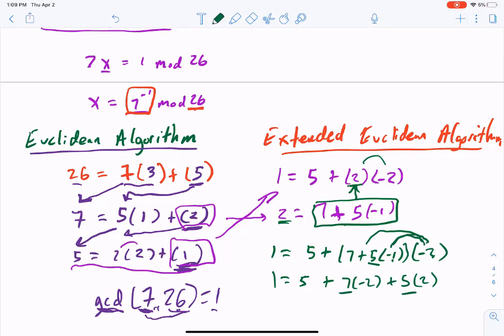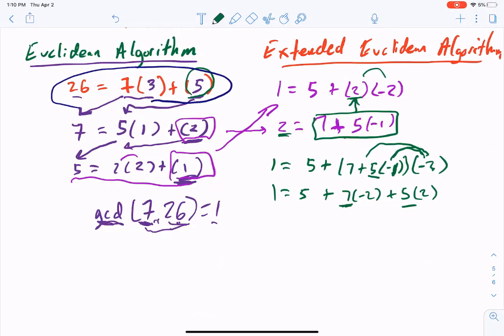Why am I doing this? Because I have a 5 right here. Okay, so what I have here is a 5 here and a 5 times 2. So there's 1 5 and 2 5s here. So this is now equal to 5 times 3, really, when I combine this and this, plus 7 times negative 2. Okay, that's what I want.